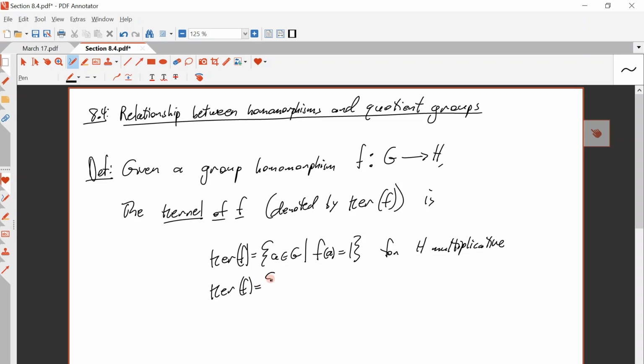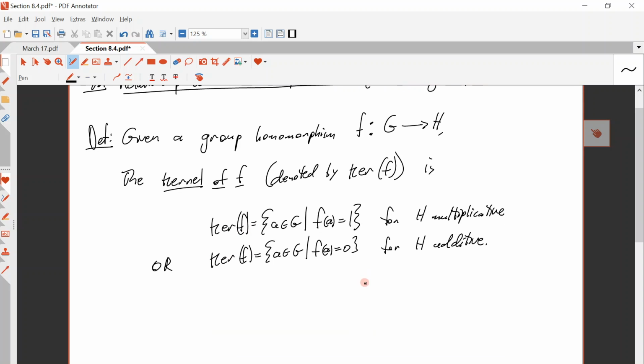Or the kernel of f is equal to the set of all a in G such that f of a is equal to 0, and that's for H additive. Remember, it's basically that f of a is the identity, right? But the identity is 1 in multiplicative groups, 0 in additive groups. So there's, again, that discrepancy in notation, but there it is. It's always there. So it's either this or this, when H is multiplicative or H is additive.